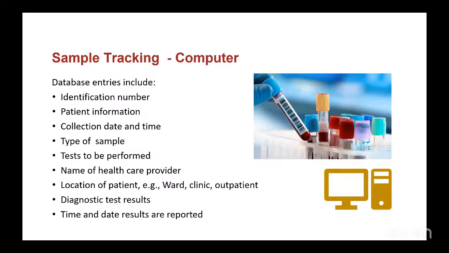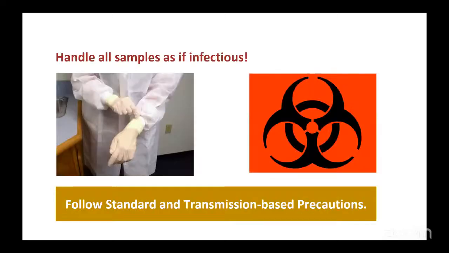So the same label that is on the aliquot should also be on the original sample. Let's say for a computer base, you could track sample by identification number, patient information, collection date and time, the type of sample, test to be performed, name of the healthcare provider, location of the patient, could be ward, clinic, outpatient, the direct test to be done, and the time and the date the result was reported.